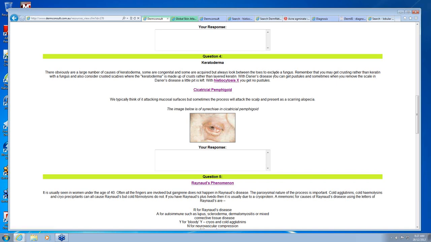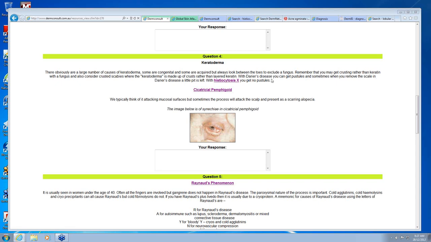We've said there, look between the toes to exclude a fungal infection, because occasionally a severe fungal infection can present as a keratoderma. And we said there, you may get crusting with a fungus. Now, if that's the case, then always consider crusted scabies. If you've got crusts on the palms of the hands or the soles of the feet, and especially if the patient's a bit itchy elsewhere and has other excoriated lesions, then consider crusted scabies as the cause of the keratoderma. It's made up of crusts rather than the layered keratin you'll get in the keratoderma.